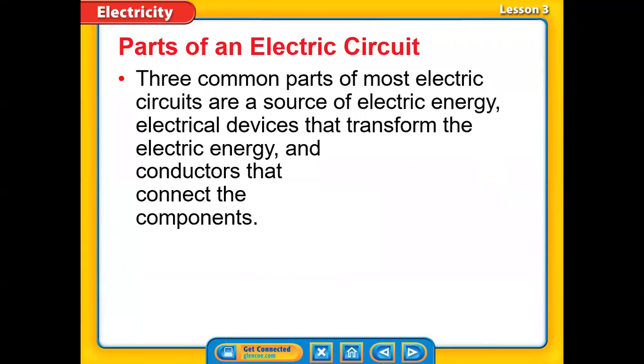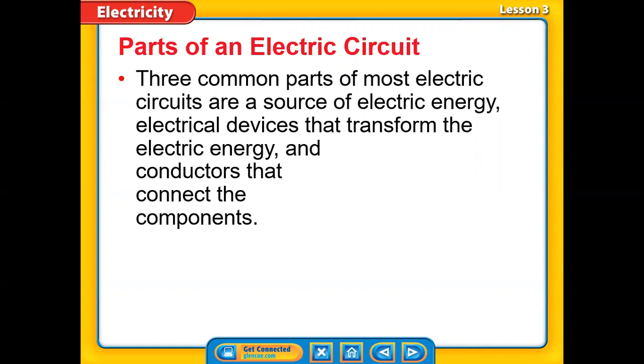So again, as we explained yesterday, any electric circuit must have at least three components. The electric power source, which could be a battery or generator, a source of electric charge or electric energy. Then a wire that connects the different parts of the circuit together, the conductor through which the electrons or the current will flow.